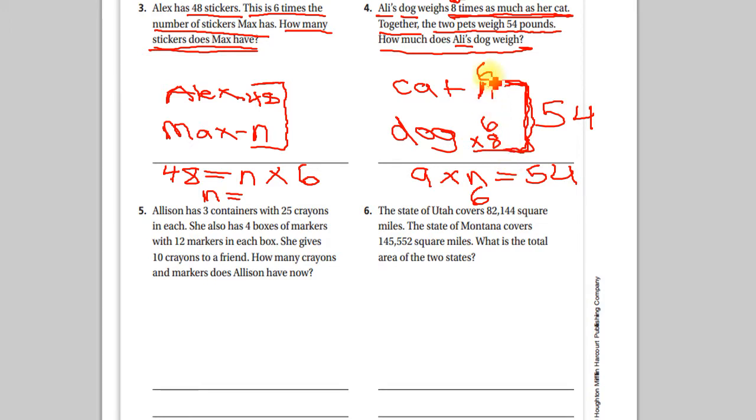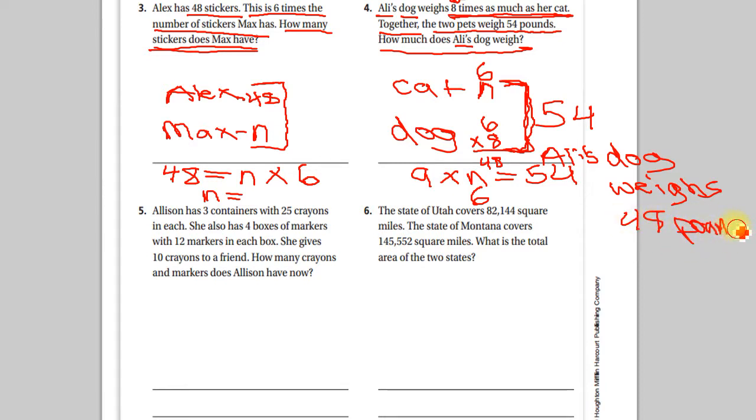Another way of doing it, we could subtract the 6 from the 54 to get our answer. And that's going to be 48. And there's my answer, because remember, that was the dog's weight. So Allie's dog weighs 48 pounds. And if I go off the screen, I apologize.